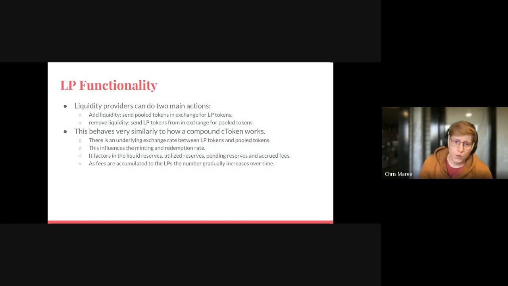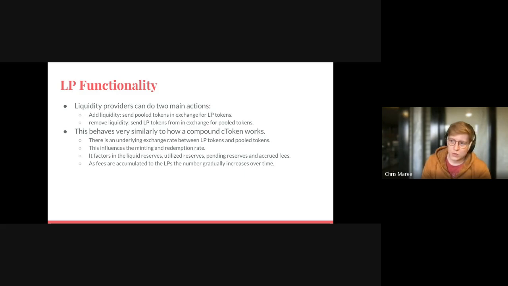Okay, so we've kind of indirectly spoken about the liquidity providers, but not mentioned what they can do and how they act in the system. There's only really two things that they can do. They can add liquidity and they can remove liquidity. When they add liquidity, they send in pooled tokens, so USDC or whatever the actual bridged asset is, and they get sent back an LP token. And when they remove liquidity, it's the opposite.